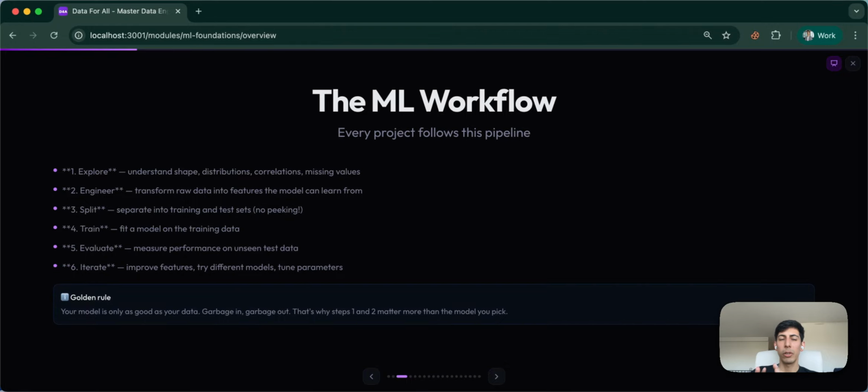Okay, before we touch any model, we need to understand our data. This is the most important step and the one people skip the most. You wouldn't cook a meal without looking at the ingredients, right? So the first three things to check are the shape and types of your data, the distributions and the statistics, and the relationships between features. Let me show you how.